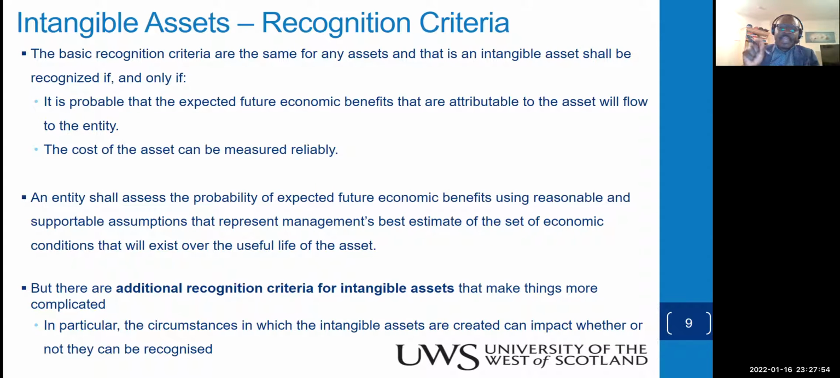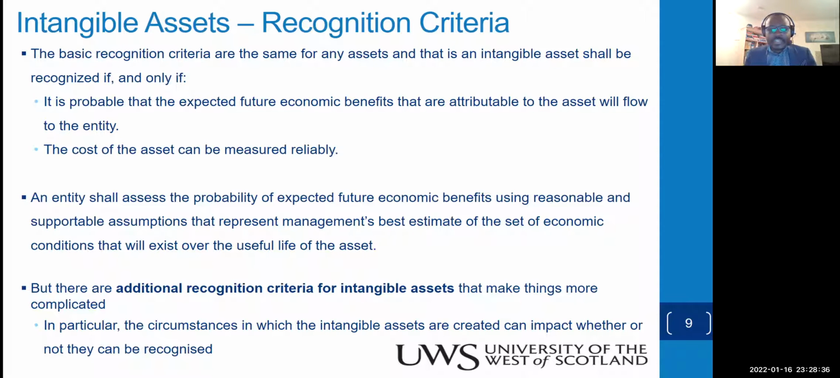The subsequent one we should also know is that an entity should be able to assess the probability. What is the probability of future economic benefits we will derive? And the estimation should be based on reasonable and supportive assumptions, which will be able to estimate a set of economic conditions useful to the life of the assets. But again, remember some of these additional criteria. Once we are able to better define its boundaries, it helps us to clearly distinguish these intangible assets from the tangible assets.